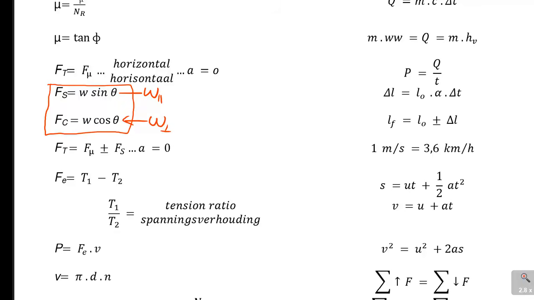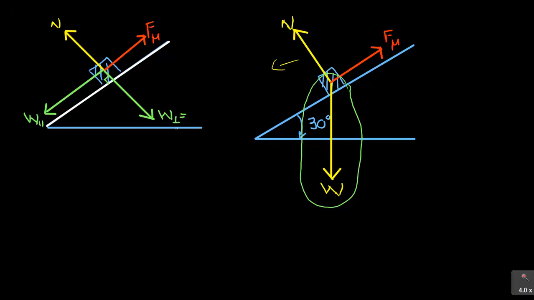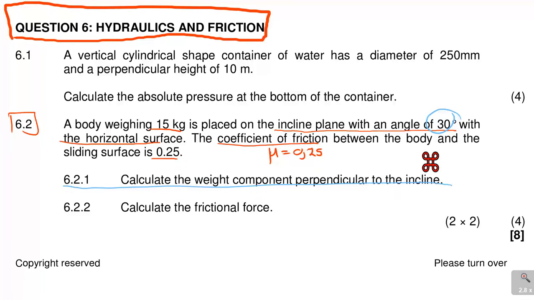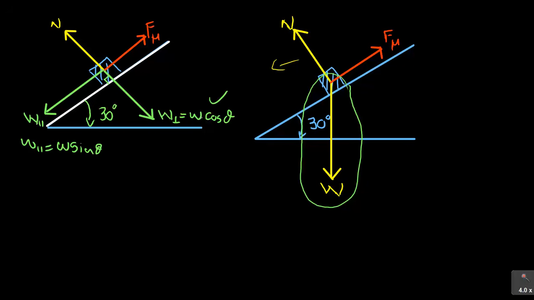So it's W cos theta, meaning if we come here, the weight perpendicular will be, in this case, W cos theta, and the weight parallel is equal to W sine theta. Not forgetting that our theta there is the one which is 30 degrees. So if they are asking to calculate the weight component perpendicular to the inclined plane, they are looking for that part which is perpendicular. So you are going to say weight perpendicular is W cos theta.